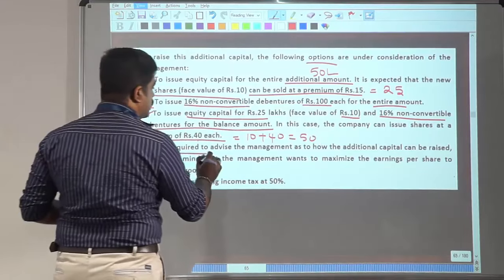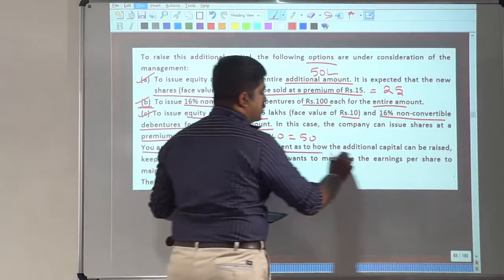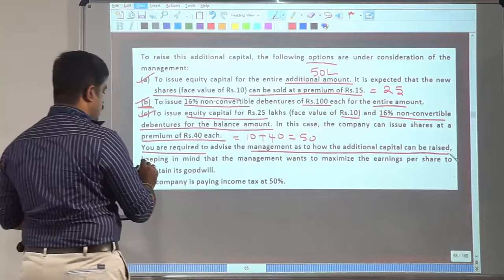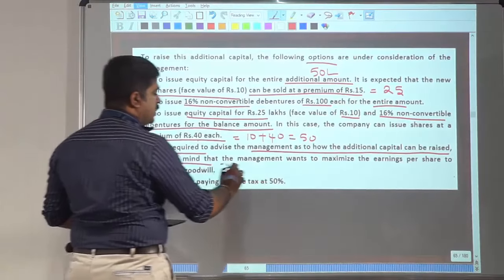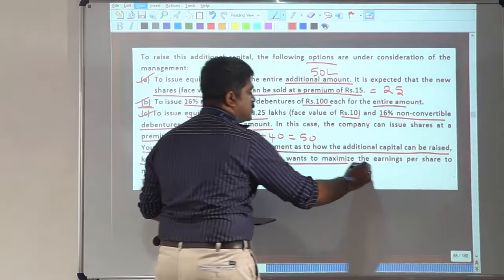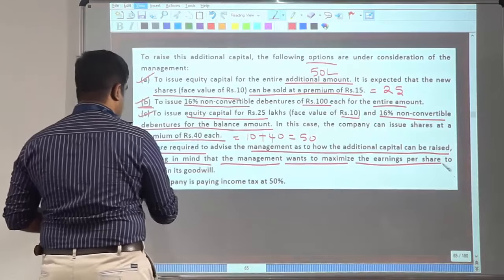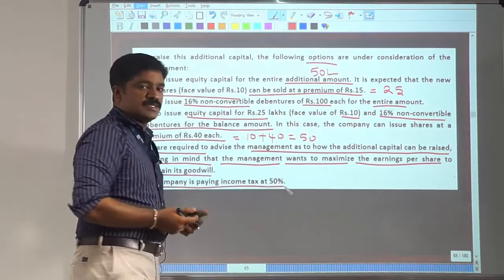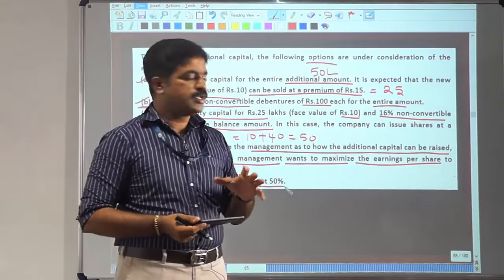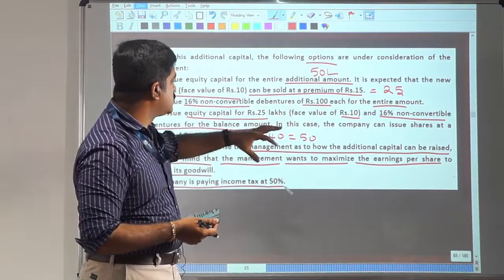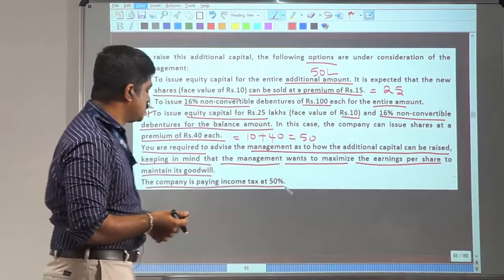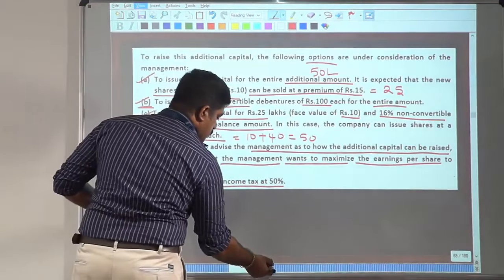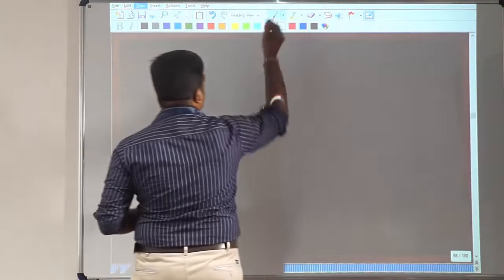You are required to advise the management as to how the additional capital can be raised, keeping in mind the management wants to maximize the EPS, earnings per share, to maintain its goodwill. The company is paying income tax at 50%. Okay, using all this information, now let us analyze and we'll select a capital structure where EPS is going to be maximum. So let me summarize what we have.